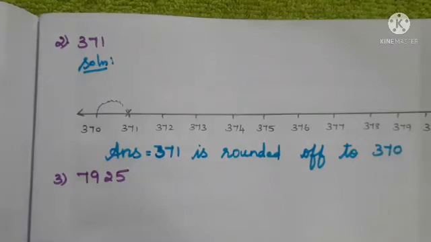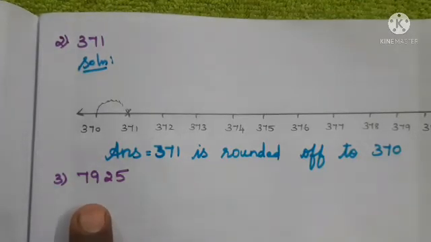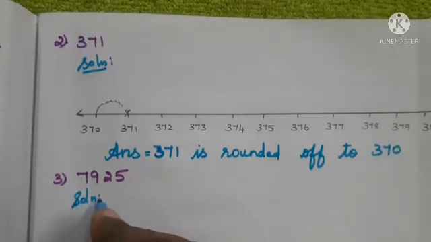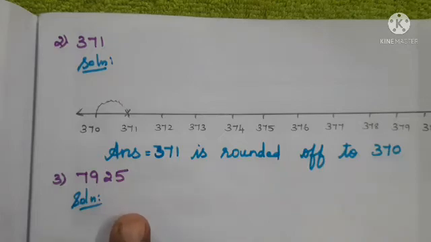Our next problem is to round off the given number to the nearest 10. What is the given number? Our given value is 7925, with 1s, 10s, 100s and 1000s places. We want to find the nearest 10's value. First we write the solution and draw the number line. 7925 will lie between which numbers? Think about it.